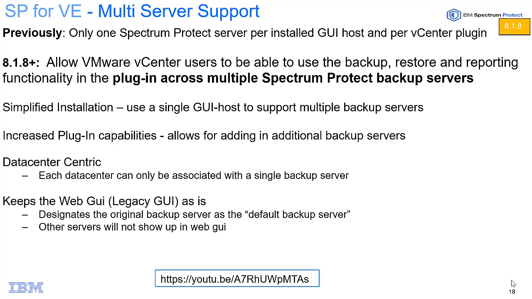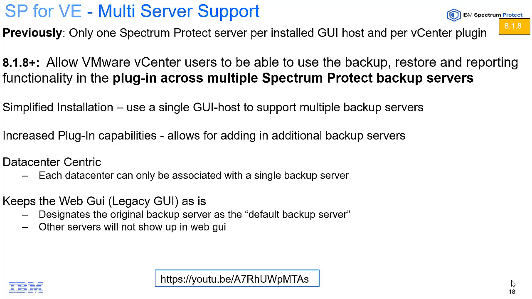The next feature I'm going to talk about is Spectrum Protect for VE, for your VMware support for multiple Spectrum Protect servers. Previously, only one Spectrum Protect server was able to be seen per installed GUI host on your vCenter plugin. Now with 8.1.8 and above, we allow VMware vCenter users to use the backup, restore, and reporting functionalities in the plugin across multiple Spectrum Protect backup servers.